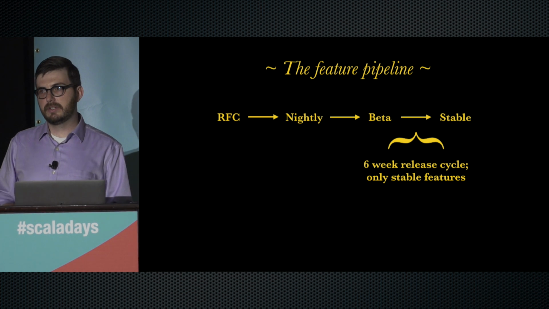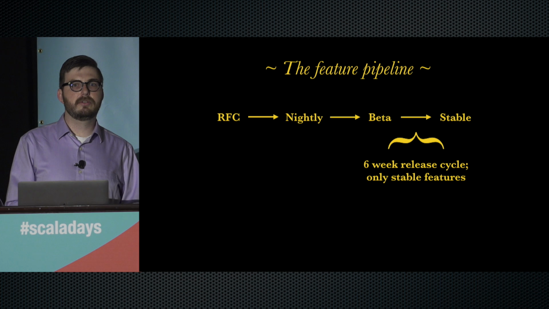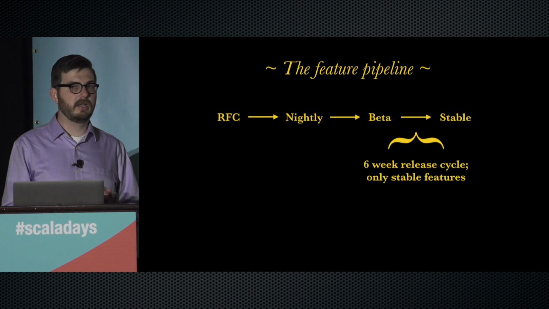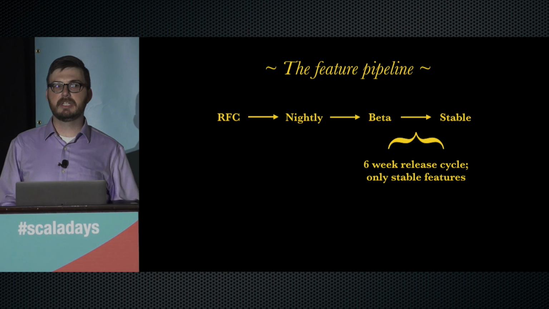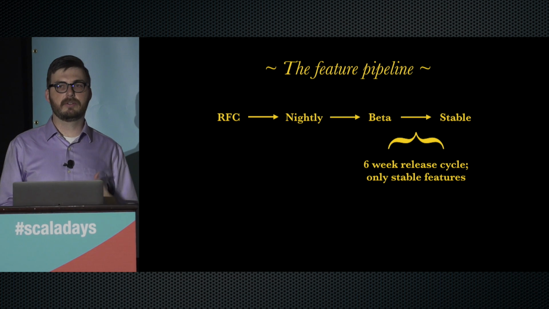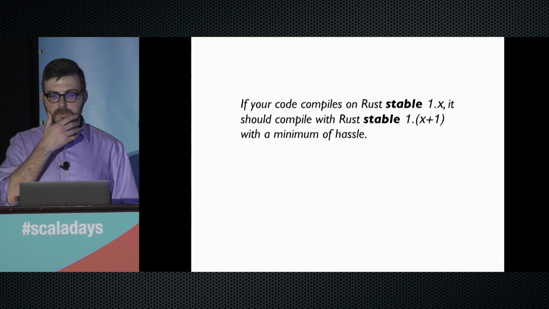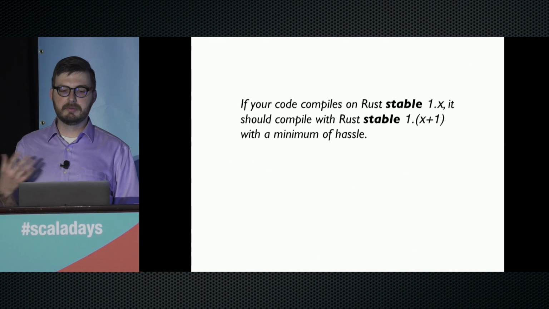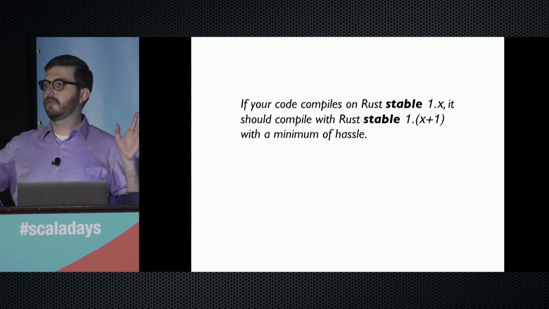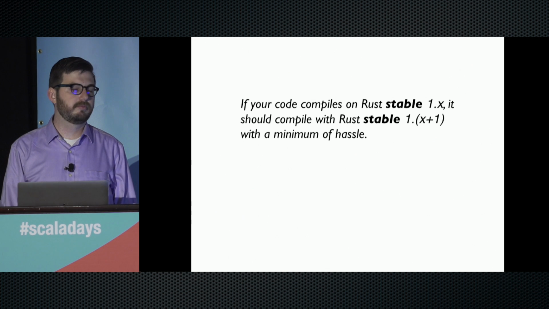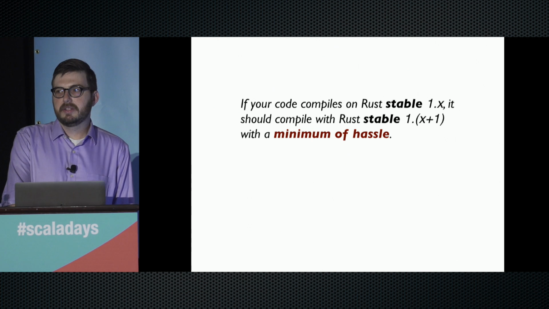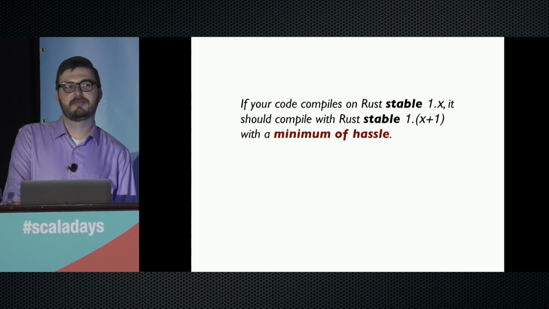So if you are conservative, if you want to make sure that you can freely upgrade Rust and not have to worry about it, use the stable compiler, and we'll give you that guarantee. If you want to live on the bleeding edge, you can use the nightly compiler and unstable features. You might break, but you'll know what you've gotten yourself into, right? So again, the promise is if your code compiles on stable Rust 1.x, it should also compile with a minimum of hassle on stable 1.x+1. Okay, so what about this minimum of hassle bit, right? That seems like a heck of a loophole.